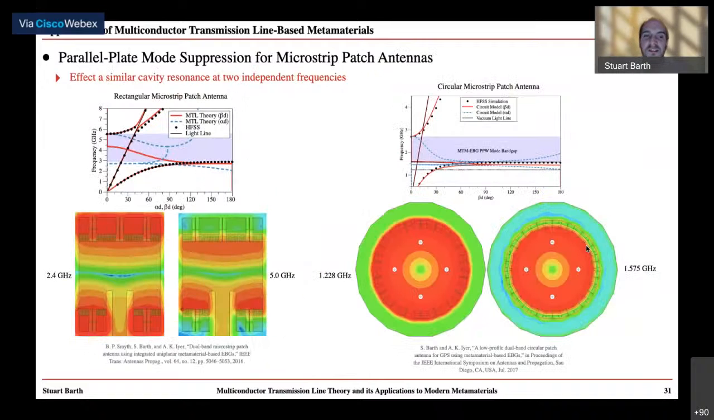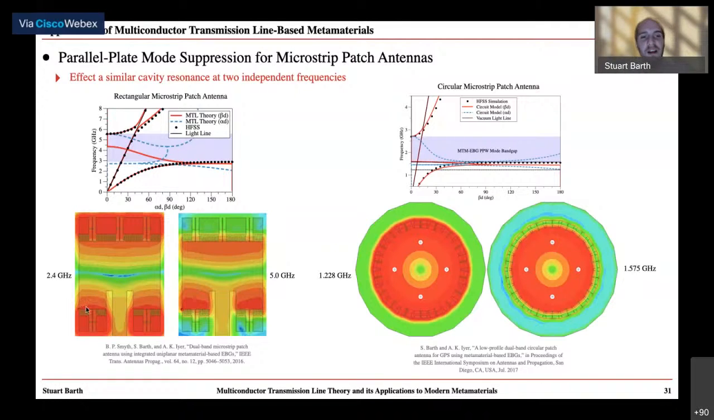This idea was continued and developed to enable the development of dual band microstrip patch antennas. And the idea here is that we could affect similar cavity resonance at 2 independent frequencies. So what we did was we took a traditional microstrip patch antenna and we integrated these metamaterial bandgap structures to the 2 radiating slots of the patch.